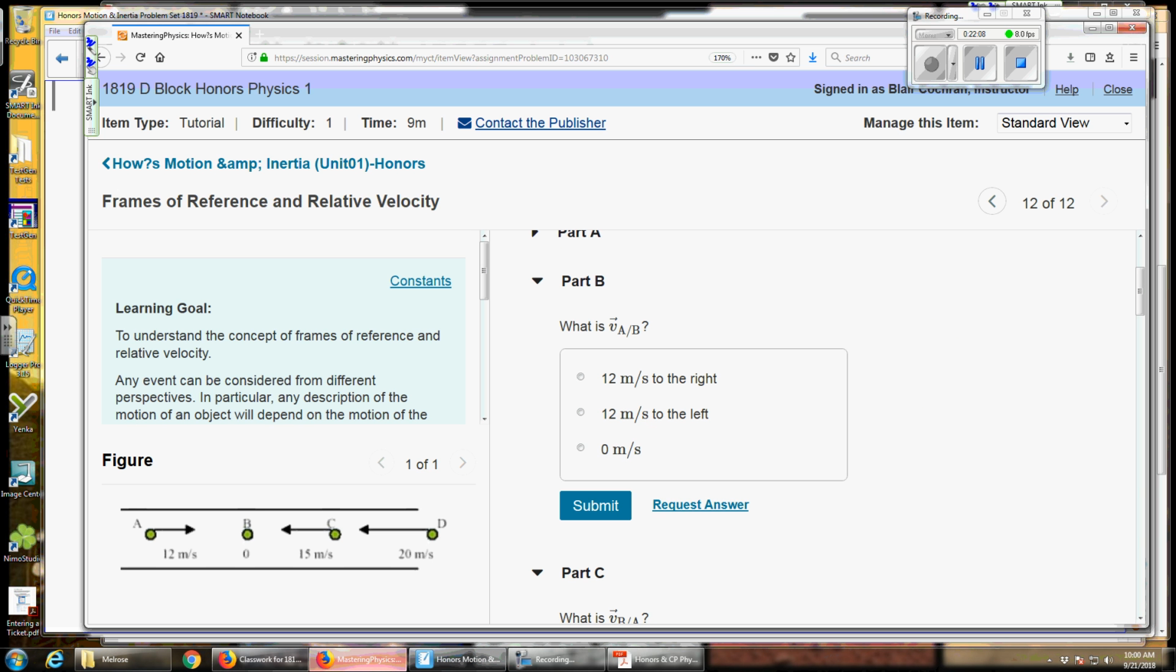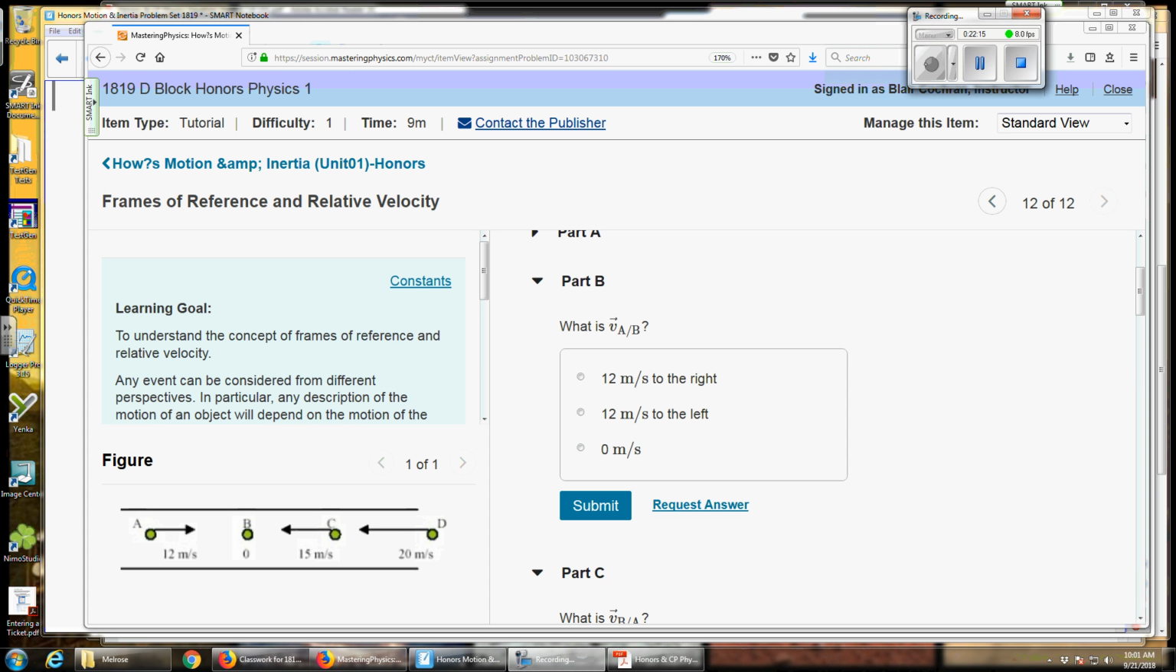Are there other parts in the problem that you want to do? Any other parts on 12 you want to do? Yeah. Sure.